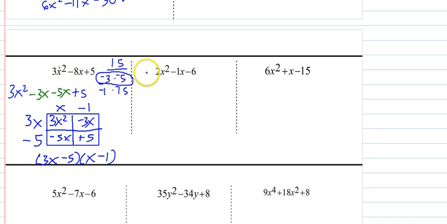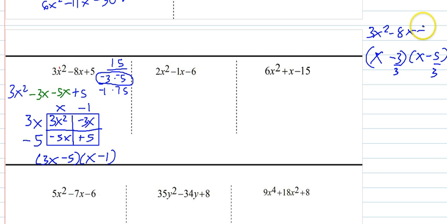It's your factored form. If you use the alternate method, I'll put it over here. It would have been x minus 3, x minus 5, and then we had that 3 in front. And so we reduce it, we get x minus 1. That one doesn't reduce. Let's put it back in front. And there it is, 3x minus 5, x minus 1.